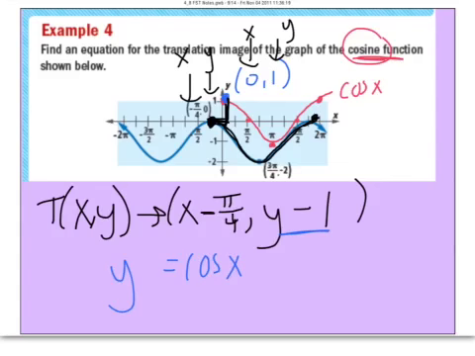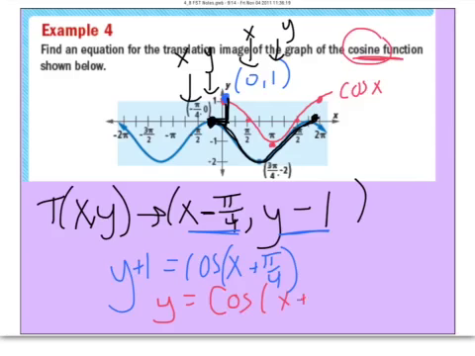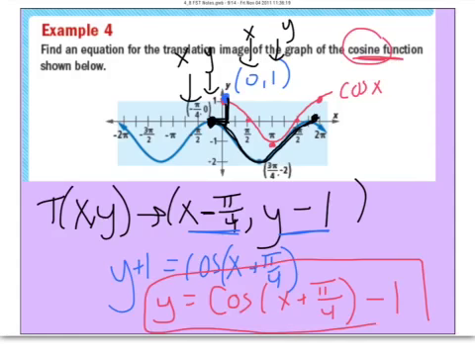To the y, I go and I add 1. To the x, I go and I add pi/4. And here I make sure to kind of group it so I know that the pi/4 is with the x. Clean up the graph. The final equation should be y equals. So subtract 1 from both sides. So it's y equals the cosine of x plus pi/4. Keep that grouped in parentheses. And then minus 1. That is the equation of the above blue graph.